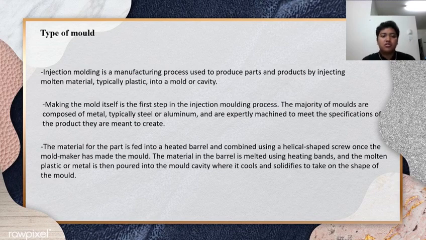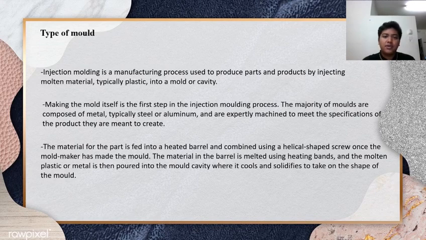Type of mold. We use injection molding. Injection molding is a manufacturing process used to produce parts and products by injecting molten material, typically plastic, into a mold or cavity. Making the mold itself is the first step in the injection molding process. The majority of molds are composed of metal, typically steel or aluminum, and are expertly machined to meet the specifications of the product they are meant to create.